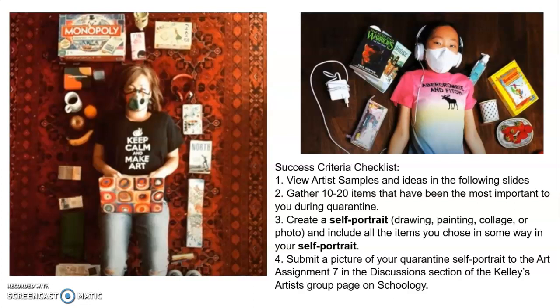Number 3 on our checklist says to create a self-portrait, which can be a drawing, painting, collage, or a photo, like a selfie. And the portrait must include all of the items that you gather. Remember, it has to be a minimum of 10 items. Okay? This means you have to also be part of your art, and your items have to be as well.